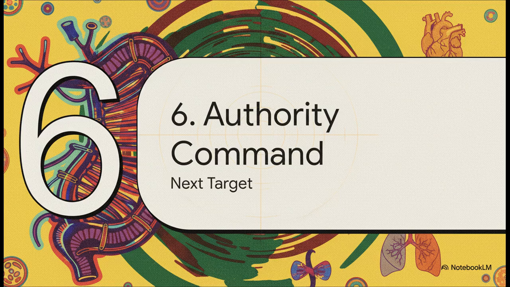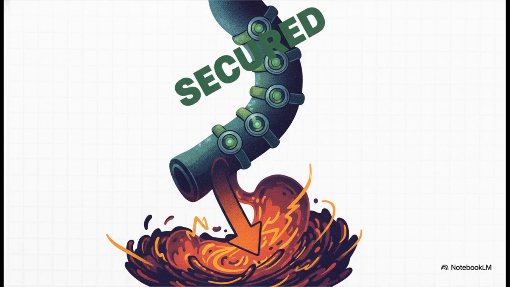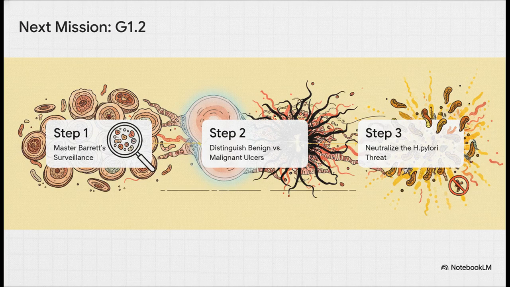Now it's time to acquire our next target. This briefing on esophageal dysphagia is complete, but don't get comfortable. Our GI journey continues. We're heading deeper into the acid storm of the stomach, where a whole new set of challenges are waiting. To stay mission ready, your next directive is to engage with our explainer on the gastric refinery. We'll be covering Barrett's surveillance, telling the difference between benign and malignant ulcers, and neutralizing the H. pylori threat. Mastering these topics is non-negotiable for your exams. You can find it in the G1.2 module. That is all. Dismissed.